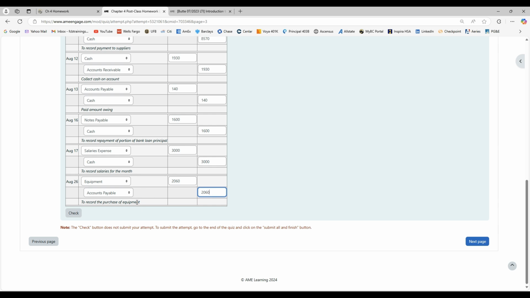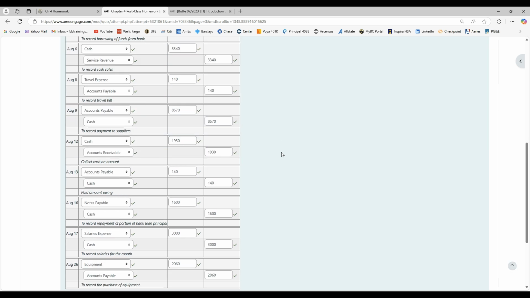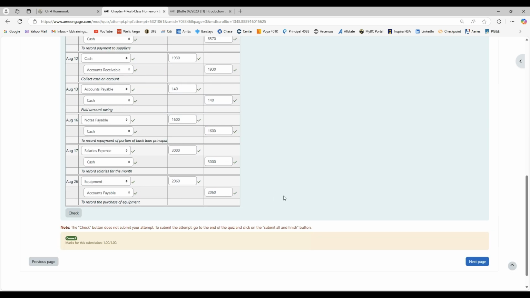Sometimes when you purchase equipment, it might be a more long-term contract, financing contract. Maybe you're buying it just like you would with a car or something else over 5 years. And in that case, it wouldn't be accounts payable. It would be more of a notes payable type situation. But let's hit check and just see. Okay, accounts payable is the right account in this instance then.